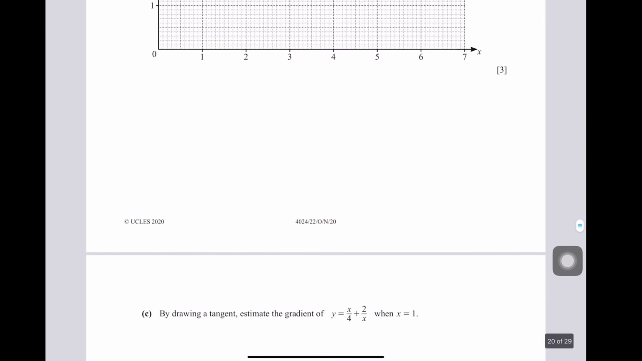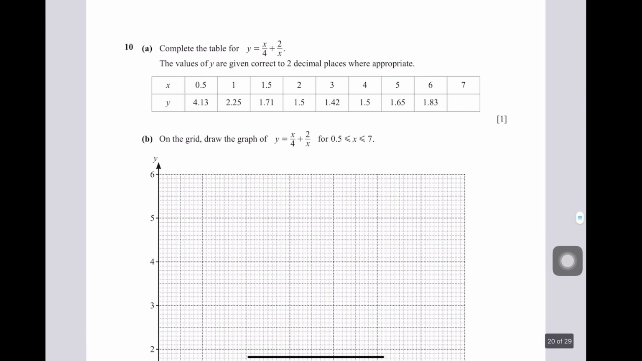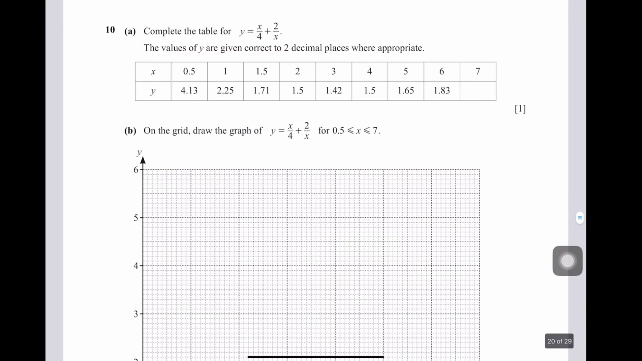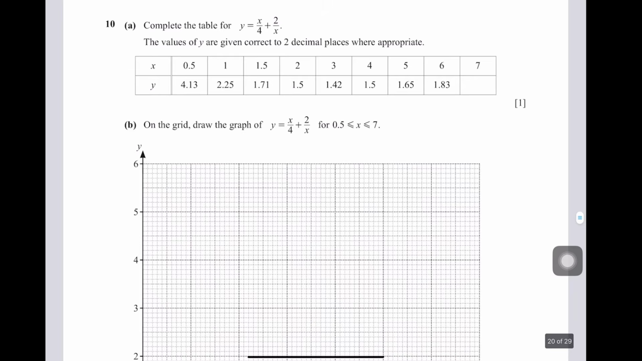So this is from October-November 2020, paper 2, variant 2. Let's see what it says. It says complete the table. y equals x upon 4 plus 2 upon x. The values of y are given correct to 2 decimal places. Can you guys quickly tell me what y is going to be when x is 7? 2.04, yeah, that's correct. Good job. So 2.04 it is.